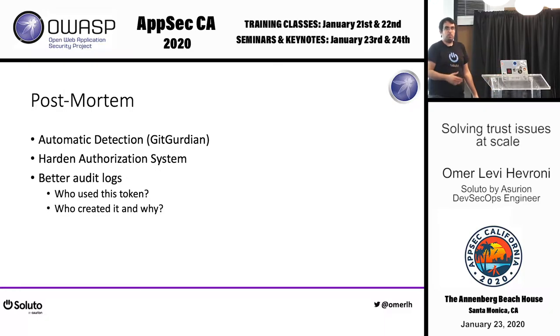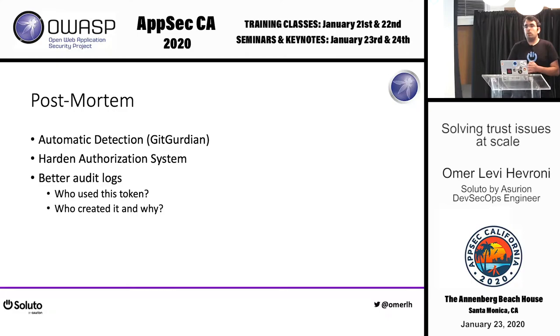It was just because someone was looking it up on GitHub. And we wanted to have a tool like GitGuardian, for example, if you're familiar with them, that could help with that. The second action item is pretty much this talk. We want to build a better authorization system that will make sure the next time the damage will be lower.